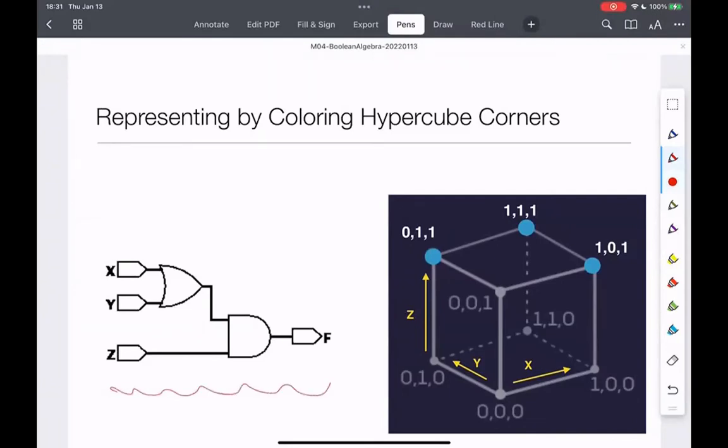It's doing x or y, and with this thing, right? So it is doing x or y, and it with z. Okay, so I can write it with this kind of a Boolean expression.